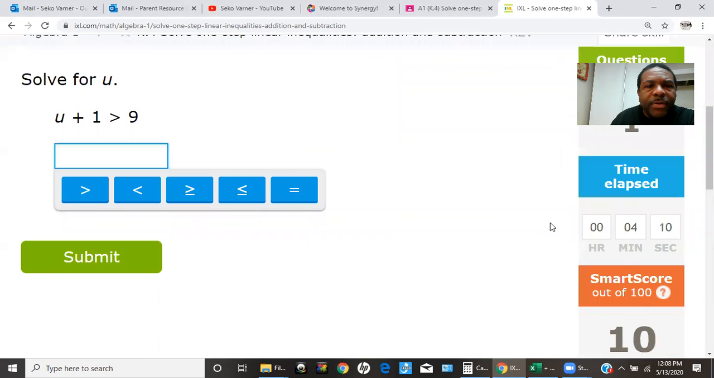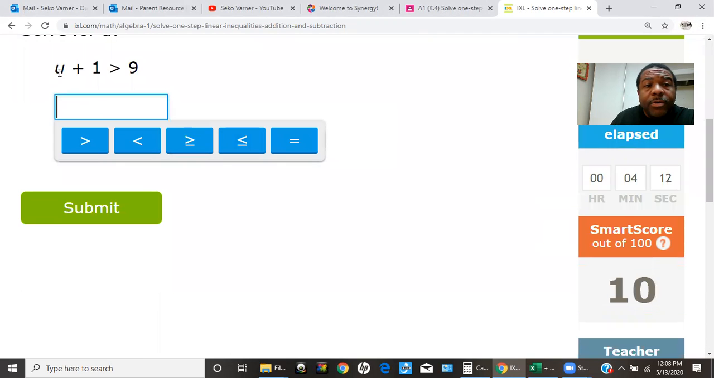Okay, so we're going to solve for U. And in this case, U plus 1 is greater than 9. U plus 1 is greater than 9. You see, I'm typing it out or writing it out because that's going to make sure that I learn the process a little stronger. So U plus 1 is greater than 9.